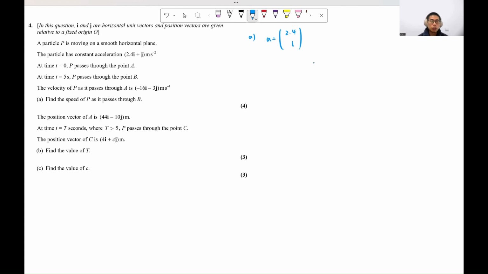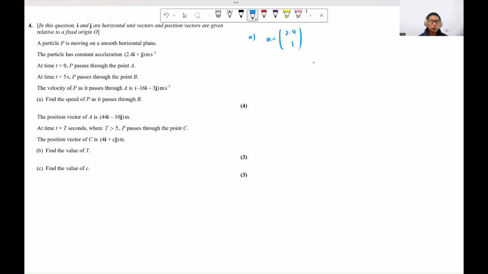At time t equal to 0, P passes through point A. So A is our starting point. And at time t equal to 5, P passes through point B. The velocity of P as it passes through A is -6i minus 3j meters per second. Part a asks us to find the speed of P as it passes through B.